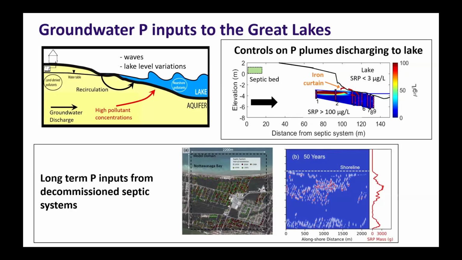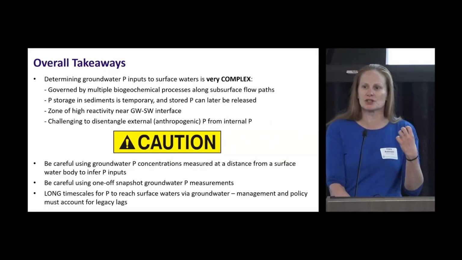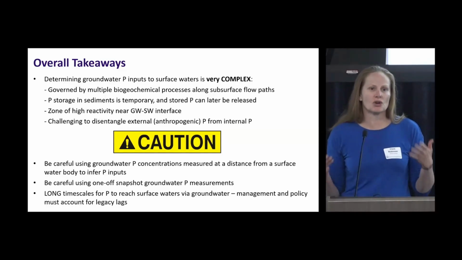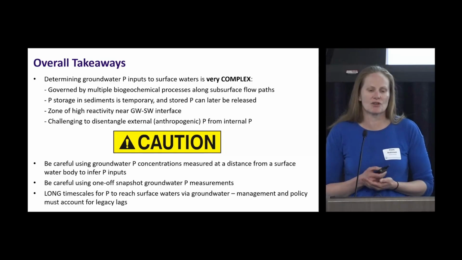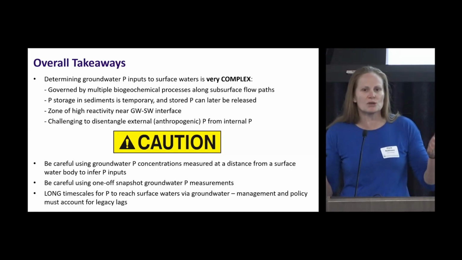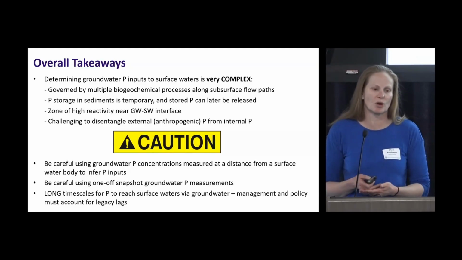phosphorus. Some of the overall takeaways from this work are that phosphorus is very, very complicated. It's governed by multiple biogeochemical processes. You might trap the phosphorus in different zones of the aquifer, but it can later be re-released. You've got that zone of high reactivity near the groundwater-surface water interface, and that ultimately controls what discharges from the groundwater into the surface water body.